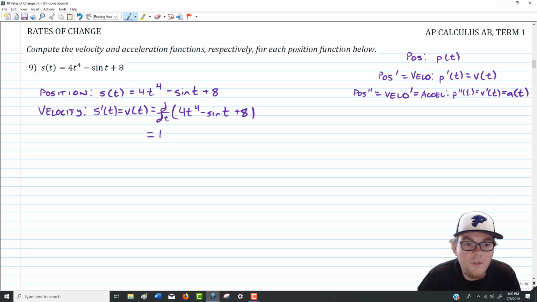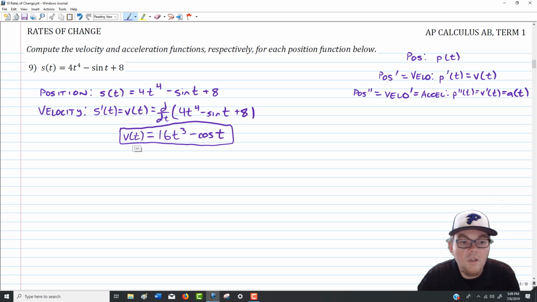4 times 4t cubed is going to be 16t cubed. Derivative of negative sine is negative cosine. And the derivative of 8 is 0. So there is what we're going to call our velocity. So not particularly difficult to differentiate. You just have to be comfortable with the application to attack.